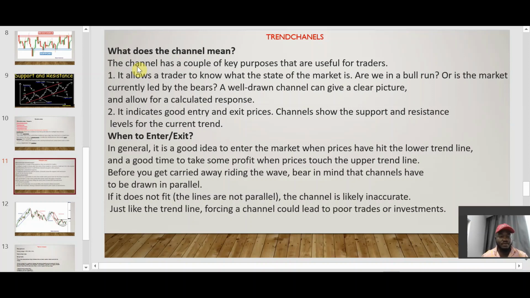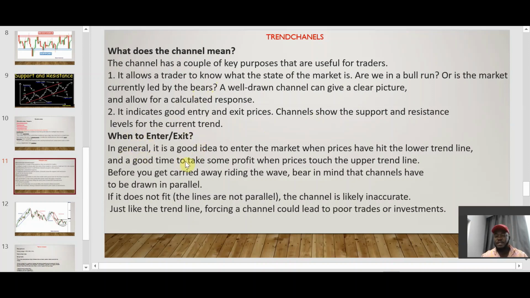Okay, we have drawn a chart pattern before because we don't have time. I need to rush this video so that you can have your time and watch it very well. I'm just going to show you some little things and you'll be able to make awesome trades by yourself. So it indicates a good entry and exit price. A channel shows the support and resistance levels for a current trend, and when to enter and exit.